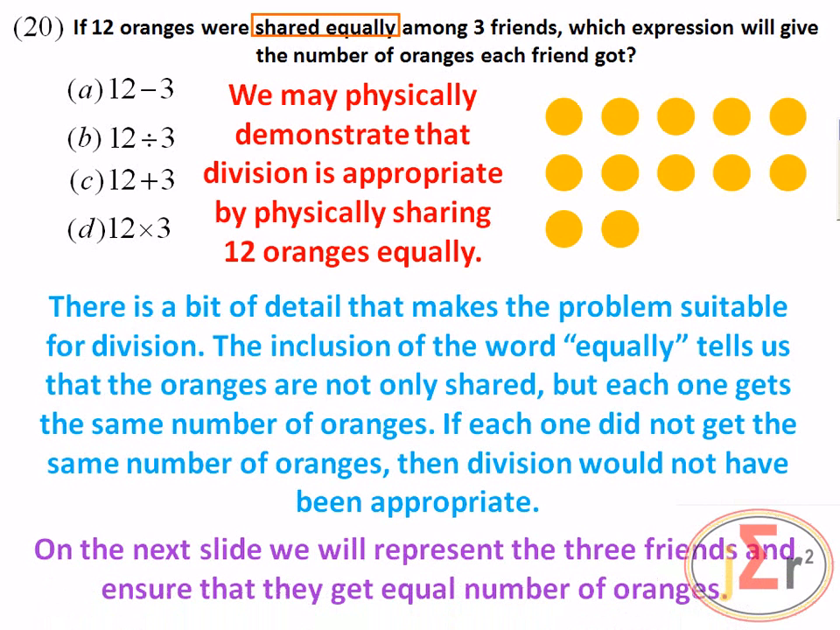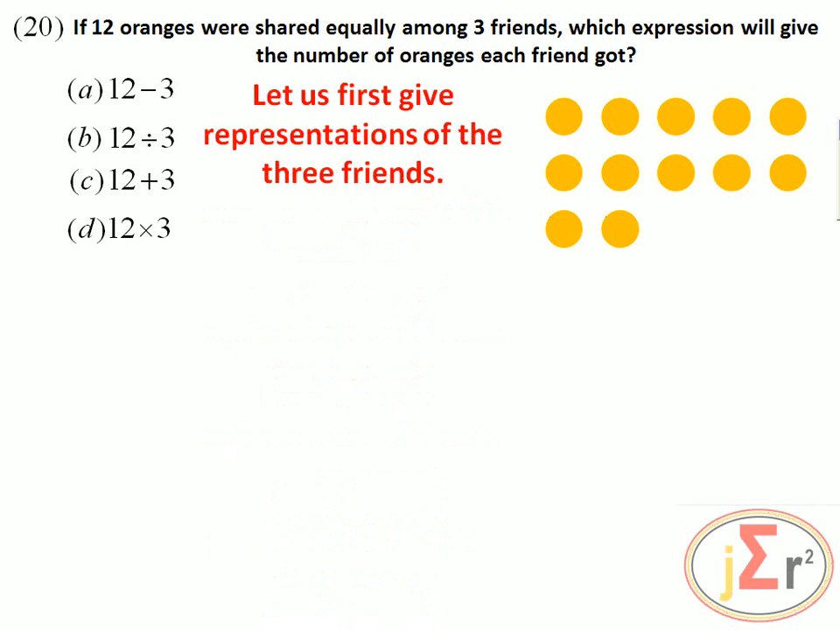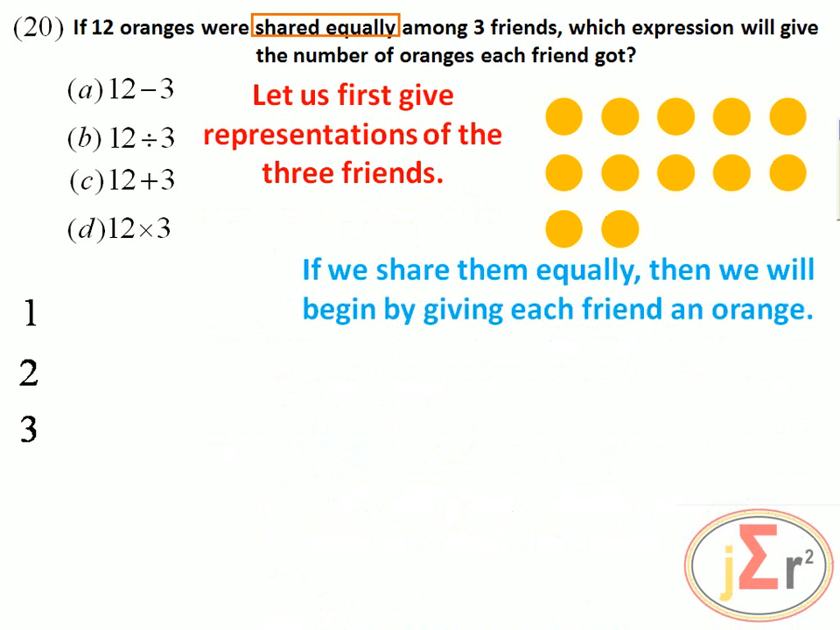On the next slide, we will represent the 3 friends and ensure that they get an equal number of oranges. Let us first give representations of how many friends? 3 friends. There we have the 3 friends. Shared equally. If we share them equally, then we will begin by giving each friend an orange. That means each friend must get an orange to begin with. Is that right? Yes. Okay.